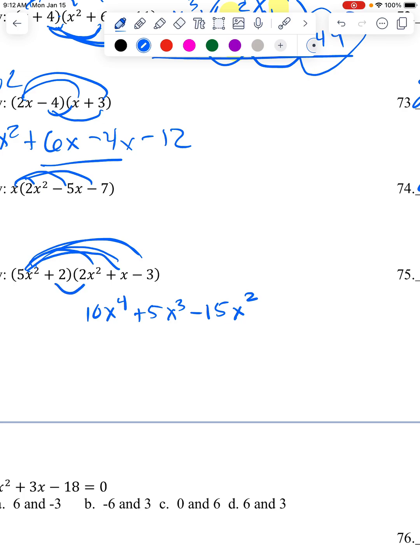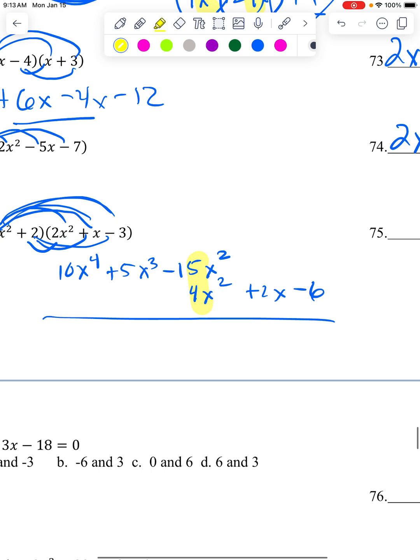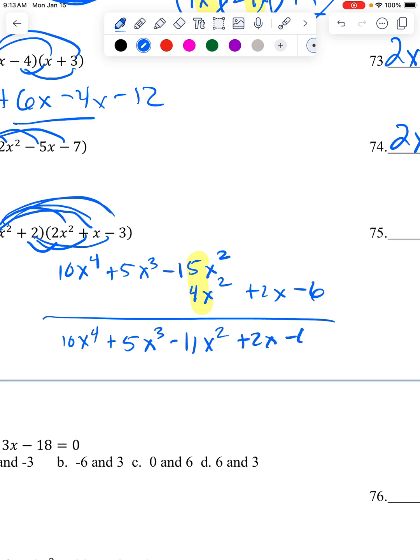When I go to multiply these, I get a 4x squared plus 2x minus 6. So the only common term they have is right here as an x squared term. And so my answer for 75 is 10x to the 4 plus 5x to the 3rd minus 11x to the 2nd plus 2x minus 6. And so throw that on the answer line.